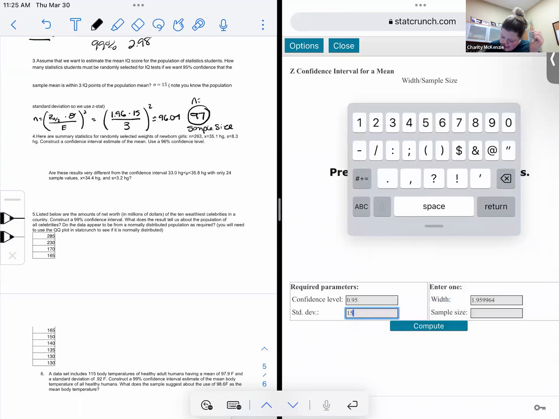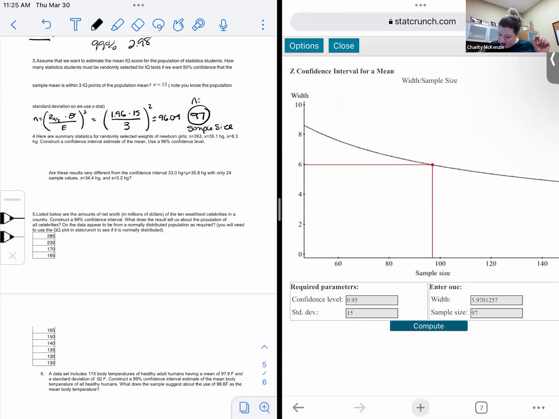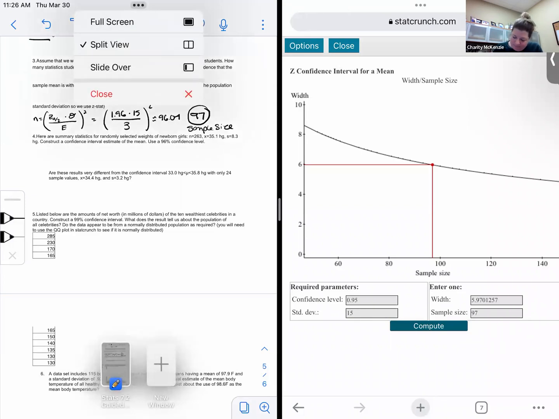Okay. And our width is always double our error because it's the whole width. So if we're going both directions, 3 points, our width would be 6. Okay, and compute, there's our 97. So again, we went to stat, Z stat to get this width section, sample size. And we doubled the width, the error.